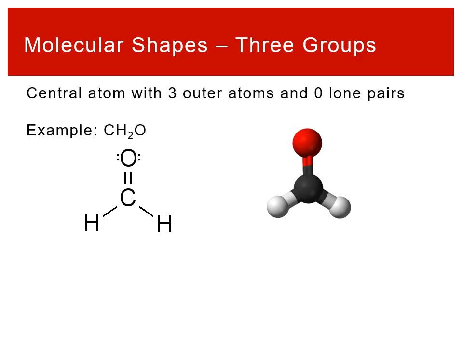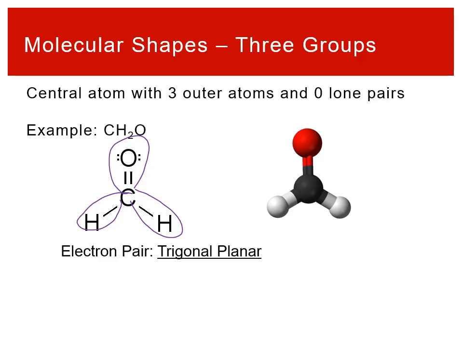All right, so what about when we go to a molecule with 3 groups? We could have a situation where we have 3 outer atoms and 0 lone pairs. For example, CH2O. I've got the molecule CH2O drawn right here, and the Lewis structure. If I were to count, I would say 1, 2, 3. That has a trigonal planar electron pair geometry. And if we look at the overall shape of the molecule, it is still called trigonal planar.